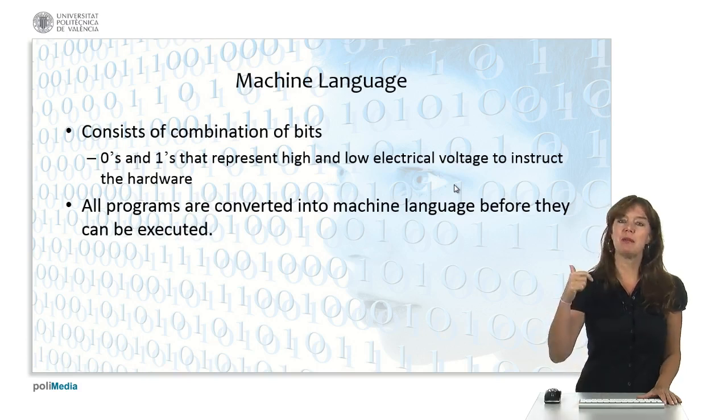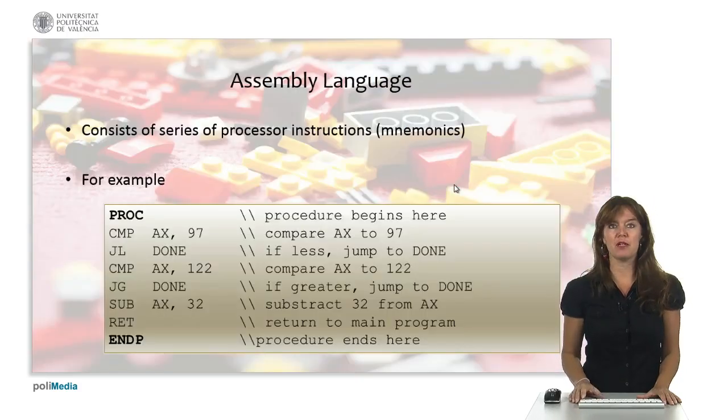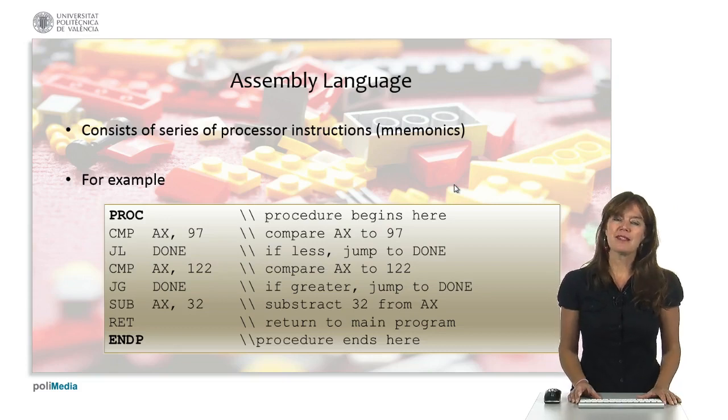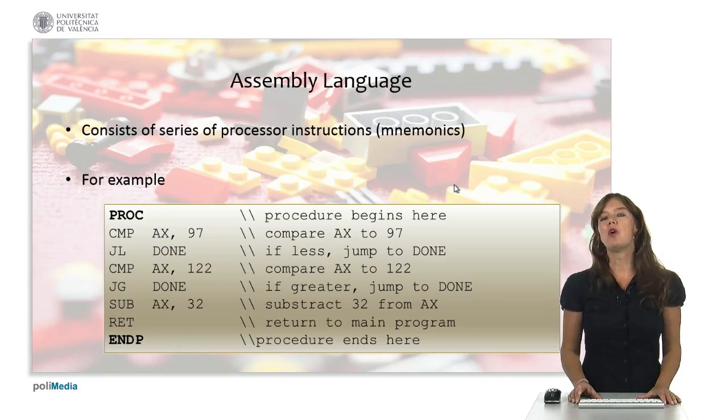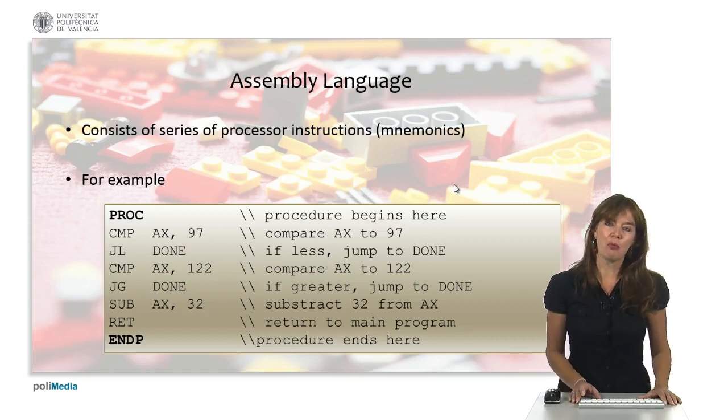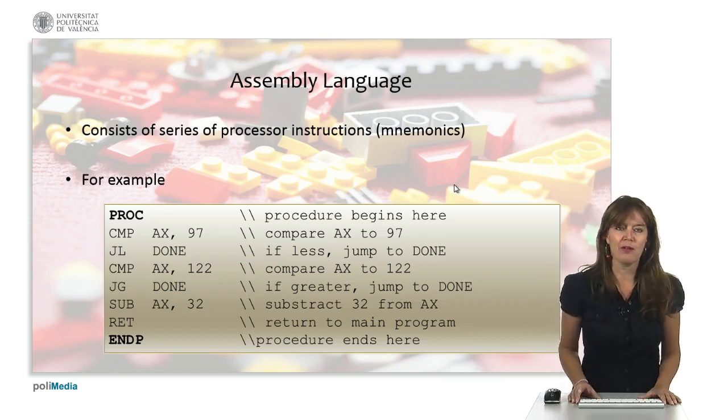On the next level, a little bit higher up, we have assembly language. Assembly language is a programming language that consists of a series of processor instructions. They're also called mnemonics. These are commands that instruct the processor what to do. Although it's also not really for humans, humans can do it. So let's look at this example and see that we can understand what's going on there.